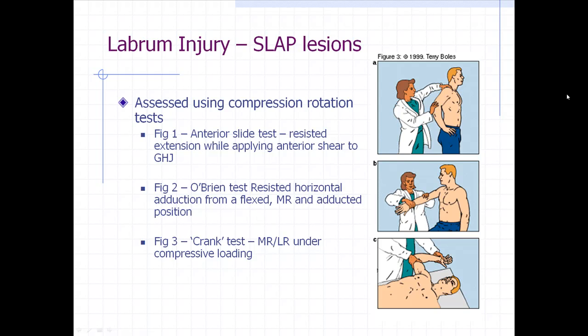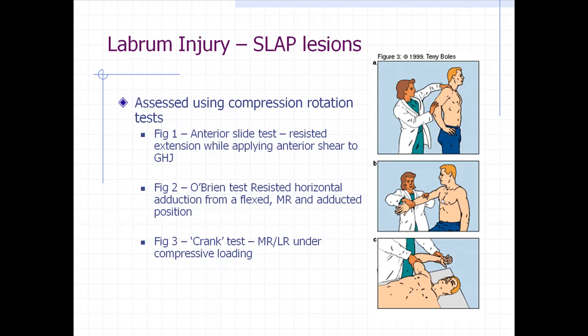And again, we're looking for pain, instability, and/or crepitus. O'Brien's test is where we have the subject held with their arm in a flexed position, 90 degrees of flexion, immediately rotated, and the clinician then resists the movement of horizontal adduction or horizontal flexion. So in this case, the subject is pulling off towards their left-hand side whilst the movement is being resisted. Again, this creates compression of the glenoid labrum, and we're looking for pain and/or crepitus.